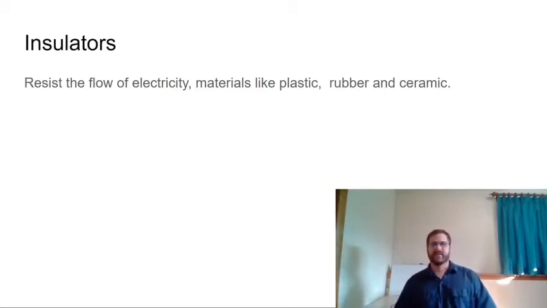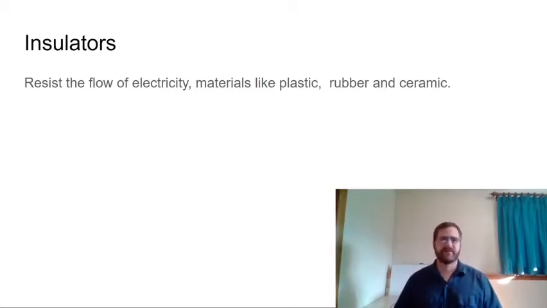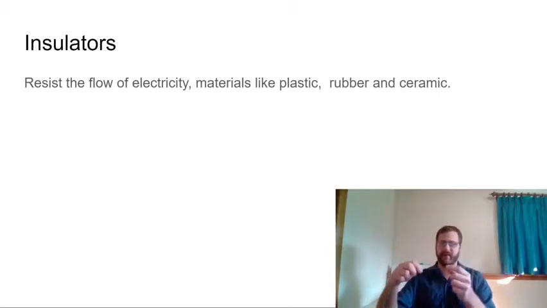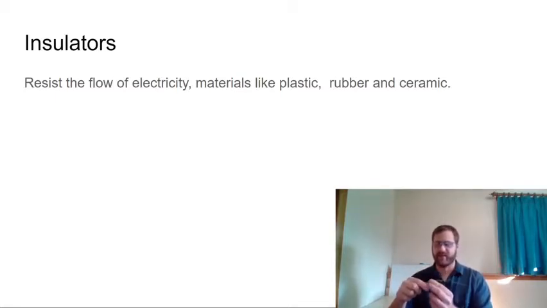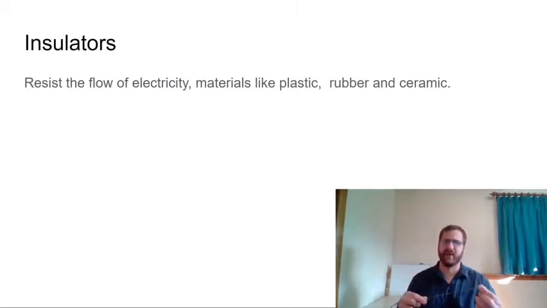Okay, insulators. Insulators are materials that resist the flow of electricity. Materials like plastic, rubber, and ceramic. And again, if you crank up the voltage high enough, you can pretty well jump through any of these things. But for the most part, here's our common wire. We've got a copper core and then a rubbery plastic material on the outside that is our insulator to keep the electricity inside this wire.